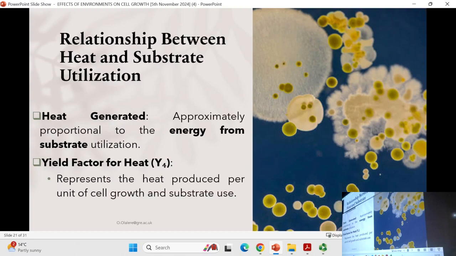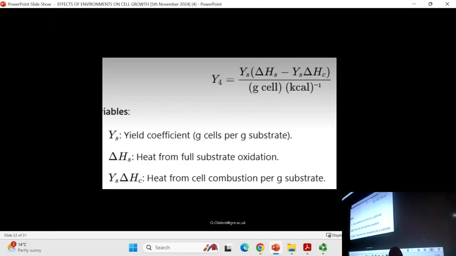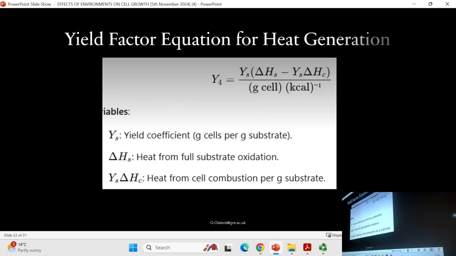there is always a connection between your substrate utilization, that is the eating, right, and the heat that is being generated. So heat generated is approximately proportional to the energy from the substrate utilization, right? The heat factor is represented by Y4, and it represents the heat produced per unit of cell growth and substrate use. We have a calculation on that, and this is a general formula.